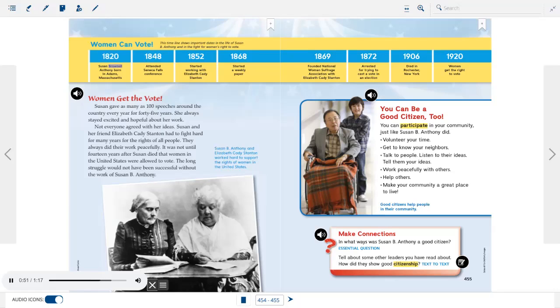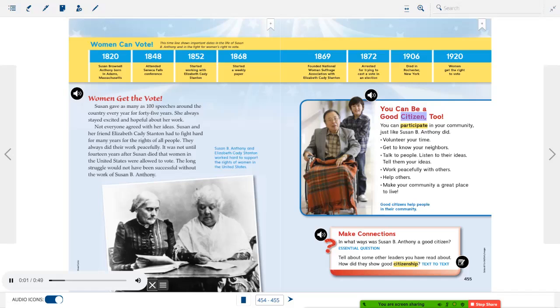1820. Susan Brownell Anthony, born in Adams, Massachusetts. 1848. Attended Seneca Falls Conference. 1852. Started working with Elizabeth Cady Stanton. 1868. Started a weekly paper. Susan B. Anthony and Elizabeth Cady Stanton worked hard to support the rights of women in the United States.